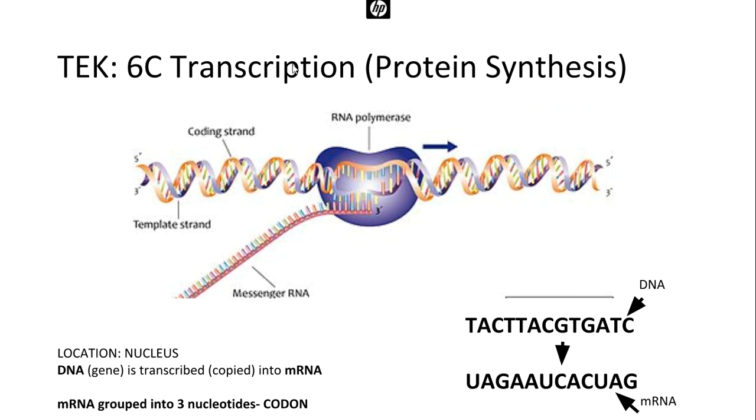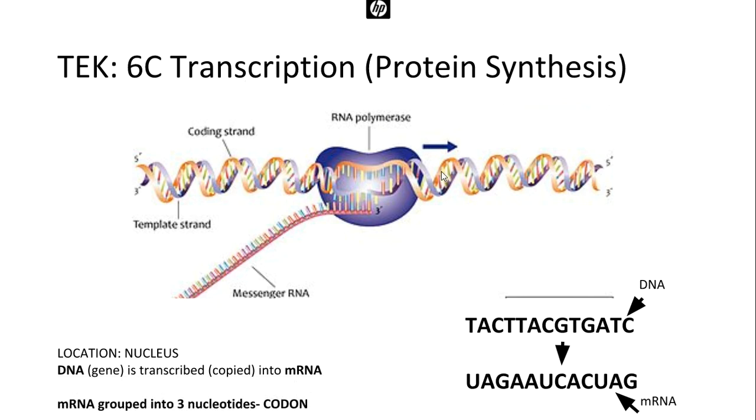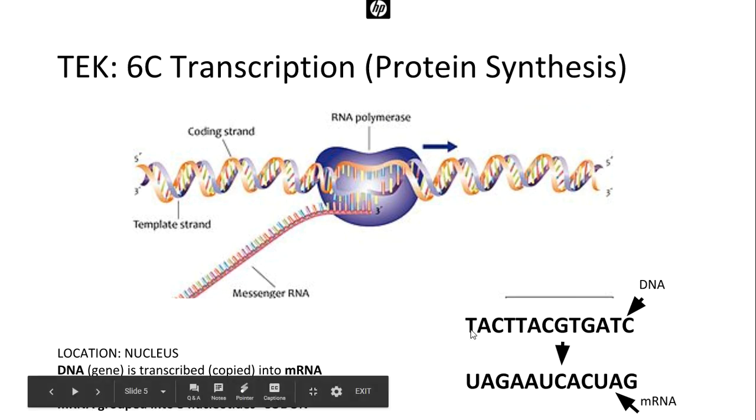The first step is transcription. Transcription has to occur in the nucleus. To transcribe something means to copy it. So in transcription, we're copying DNA and turning it into messenger RNA. This takes place in the nucleus. When we copy the DNA into messenger RNA, everywhere there's a T in the DNA, opposite of it will be U.